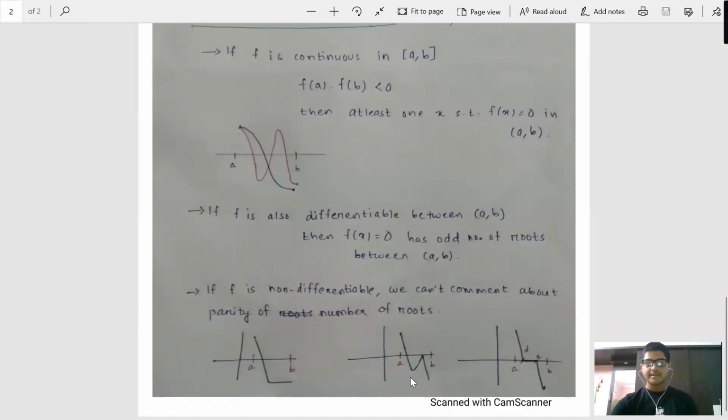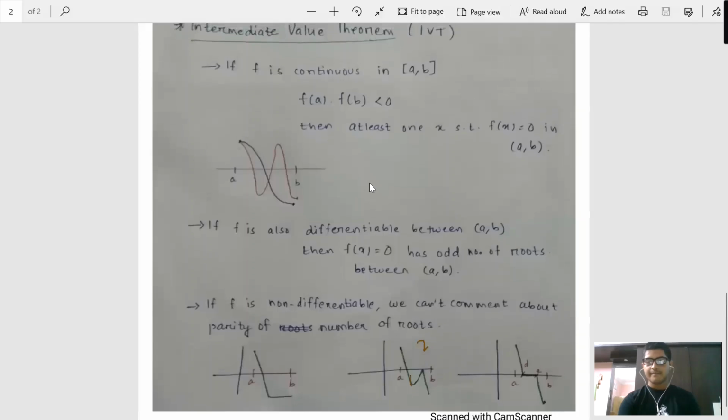The next graph is, here you can see there are 2 points of non-differentiability, but still there is one root and there is a repeated root. So here you can say there is one root, and here you can say there are 2 roots. Total there are 3 roots. There is an odd number of roots. Now you come to this graph. In this graph you can clearly see that we cannot comment about the parity of the roots.